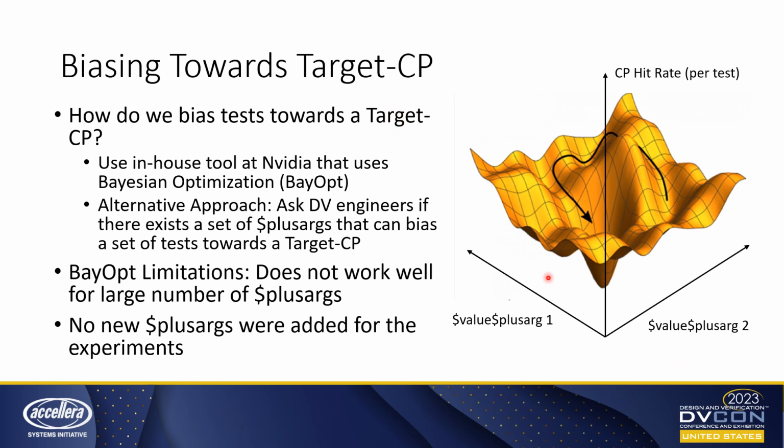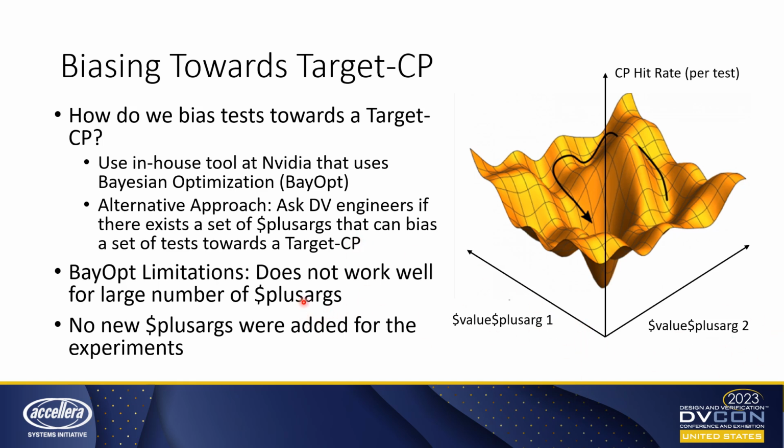Although Bayesian optimization is very useful, we found that it cannot really deal with a huge number of test plus args and value plus args. So we found also that just asking DV engineers for plus args which can boost the target CP can work also very well. And if the DV engineers can give such a set and they're not sure of the exact values, then Bayesian optimization can work with that limited set of value plus args and test plus args.